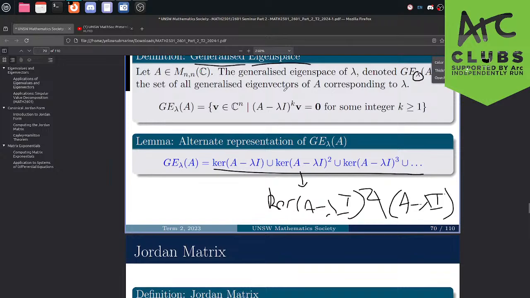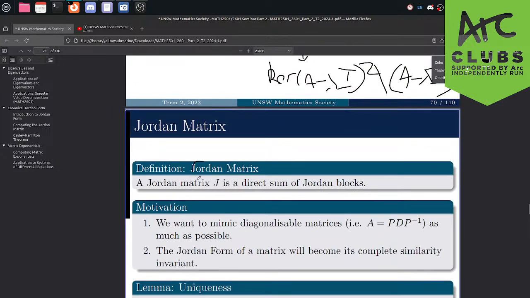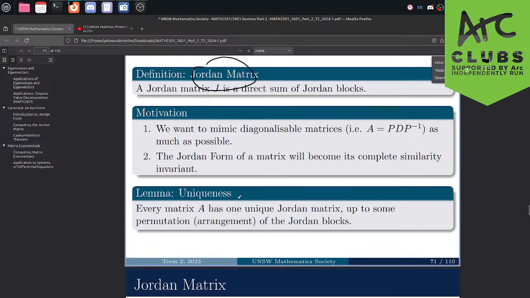So we want to link these properties here. We want to link the properties of a generalized eigenspace to a Jordan matrix. And we want to show, again, we can decompose any complex matrix in this form, and we want to mimic it as much as possible.